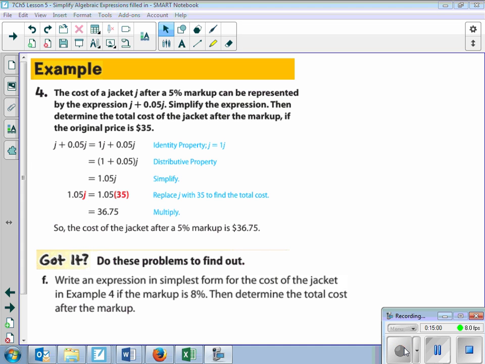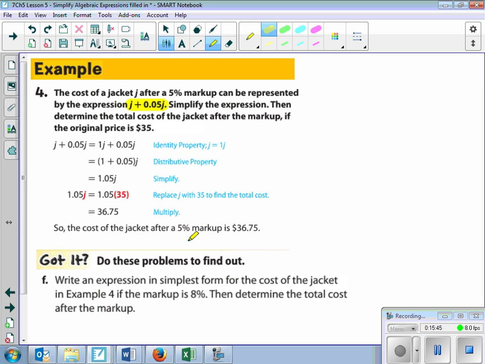So, example 4 says the cost of a jacket, J, after a 5% markup can be represented by the expression J plus 0.05J. Does everybody understand that? Because it's the cost of the jacket, and then it's marked up 5% of the original cost, right? So 5% of means multiply, and that's why we're multiplying 0.05, which is the percent written as a decimal. You got that? So here's the expression. They gave it to you. If they didn't give it to you, then you'd have to go through all that thought process, okay?